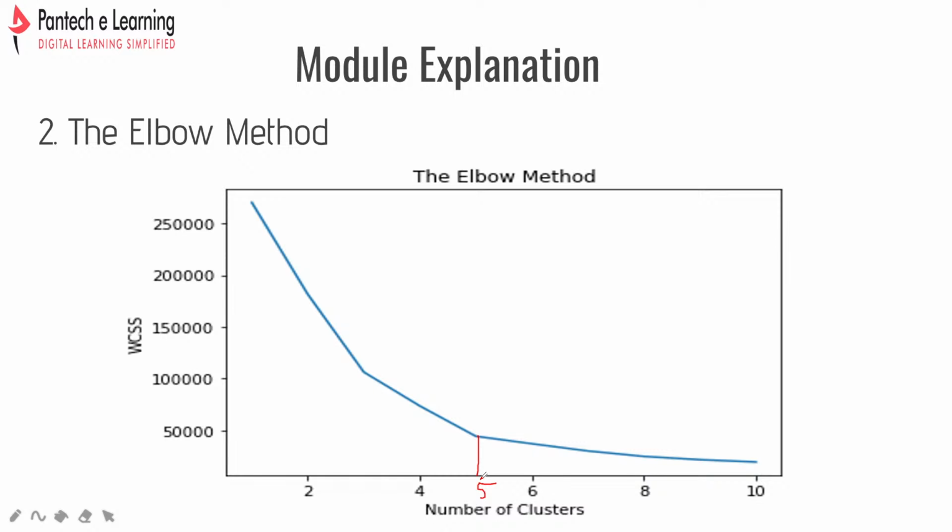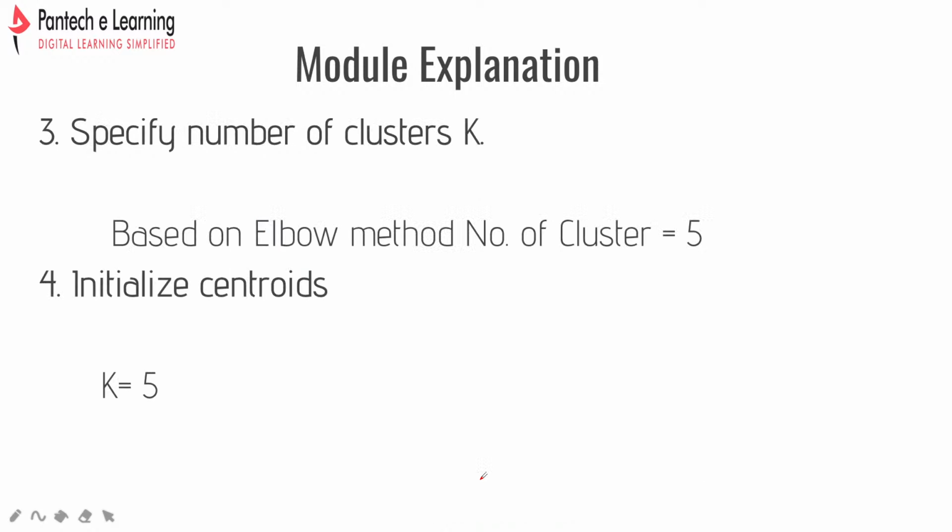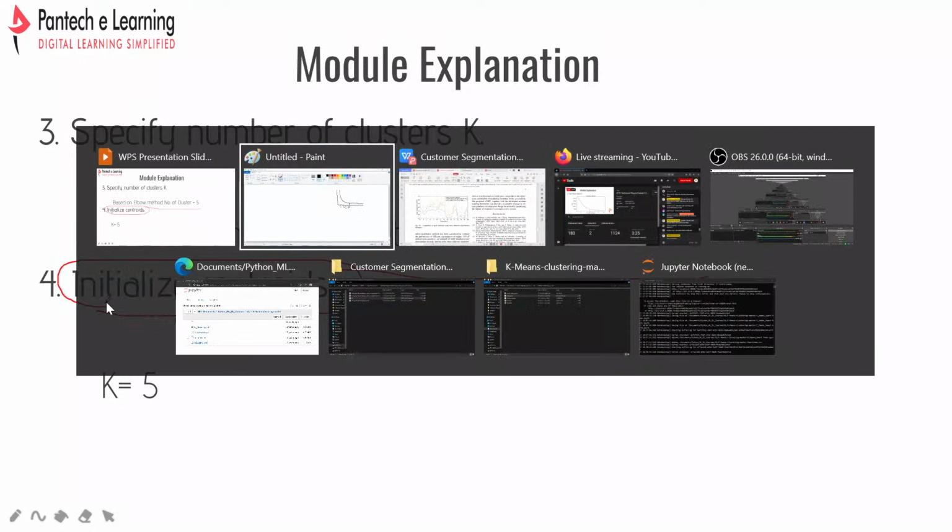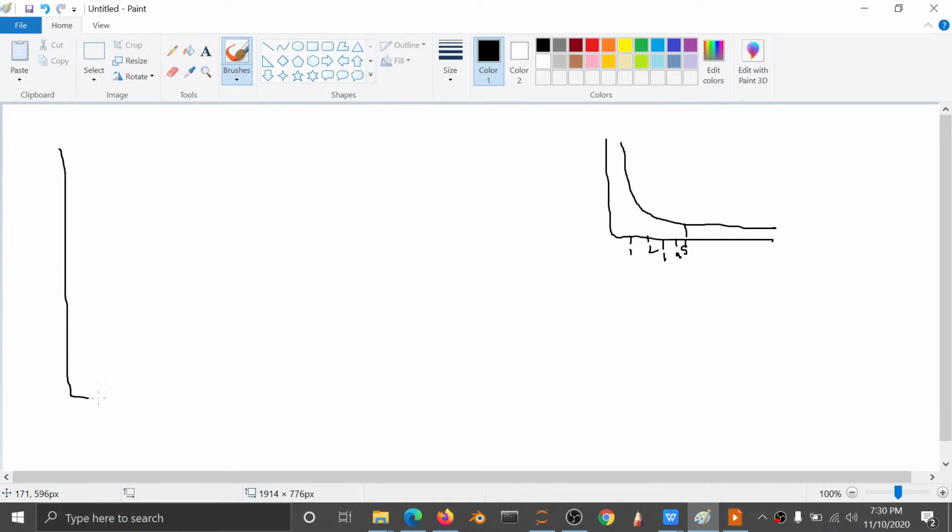After finding the number of clusters, we are going to specify the clusters. So we already found the number of clusters is 5. Then we will initialize the centroid. So what is this centroid? Suppose I have data like this, here I will have some cluster of data. So this is cluster 1, and here I will have another cluster of data. This is cluster 2.